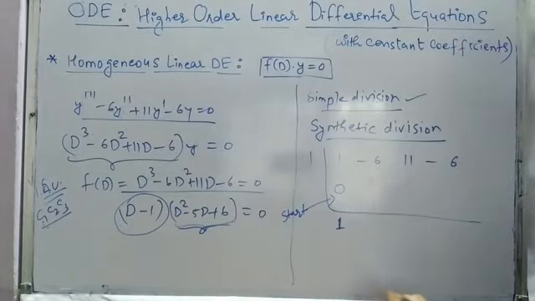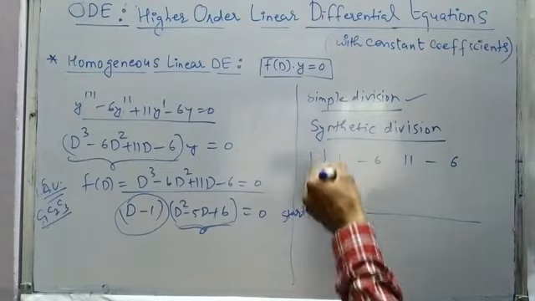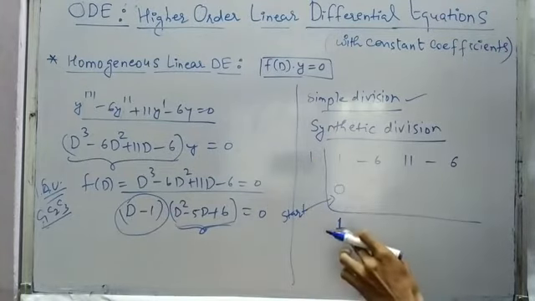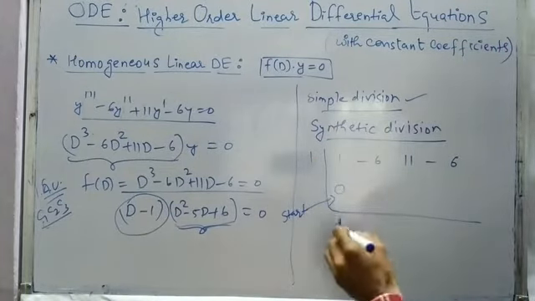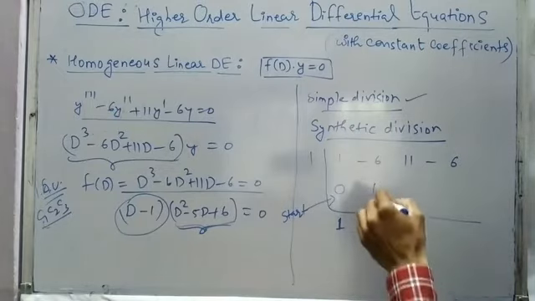So 1 plus 0 is nothing but 1. So for example if it is 5, so 5 plus 0 is 5. And now multiply this with 1. So 1 into 1 is going to be 1. So now add in the vertical manner.